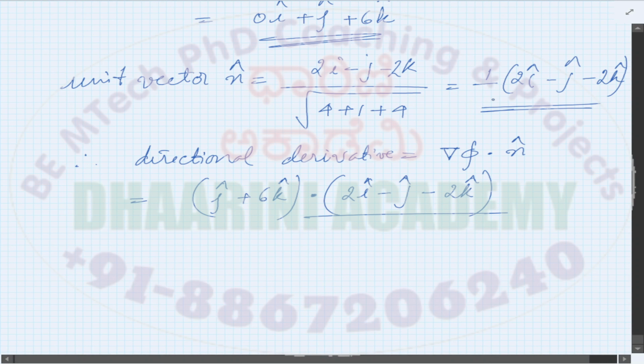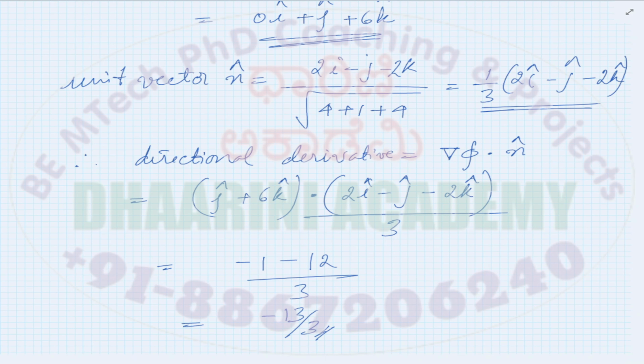Divided by 3. There is no i term, only j will come into the picture. This is minus 1, since j into j is 1, so there is a minus 1. 6 into minus 2 is minus 12, divided by 3. So the final answer, the directional derivative, is equal to minus 13 by 3, which is the required answer.